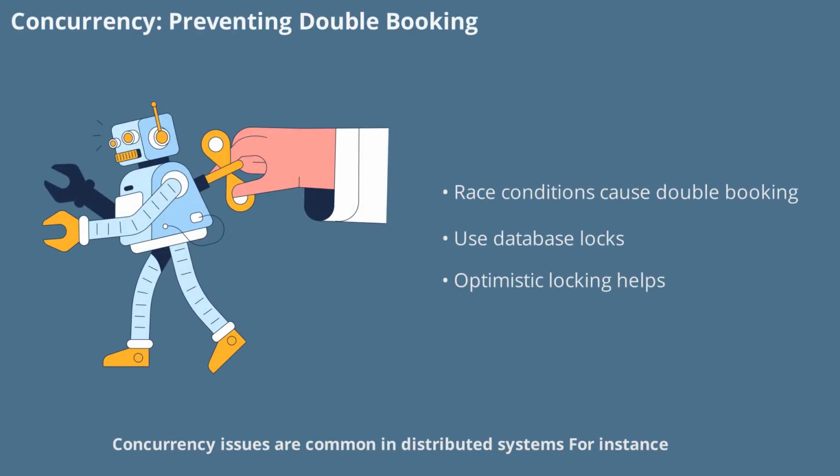Concurrency issues are common in distributed systems. For instance, how do you prevent double booking a ticket? Simply checking availability and then booking can create race conditions. Application-level mutexes don't work across multiple servers. Instead, you need database-level locks like select for update or optimistic locking with version numbers. These strategies ensure that only one booking can succeed, even when multiple requests happen simultaneously.